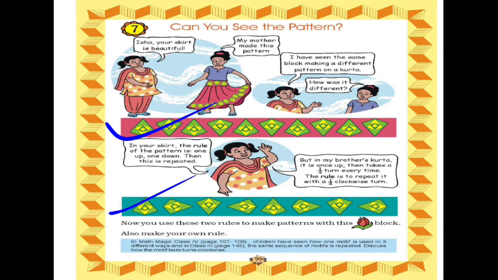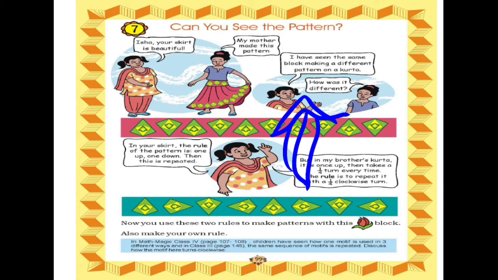Let me explain how you can make it. By applying the first rule, you will first draw this flower in the same way, then the second flower you will draw downwards, that means this leaf portion will be upwards like this and the flower portion will be down, something like this. So this way you have to make the pattern.